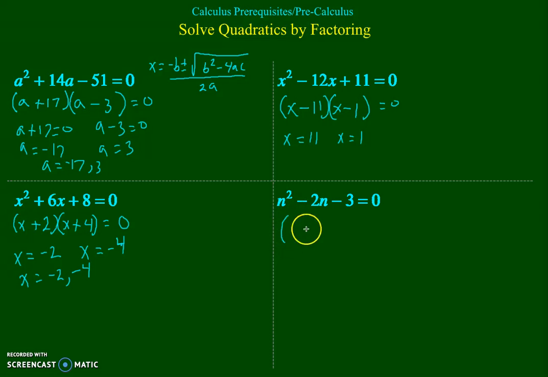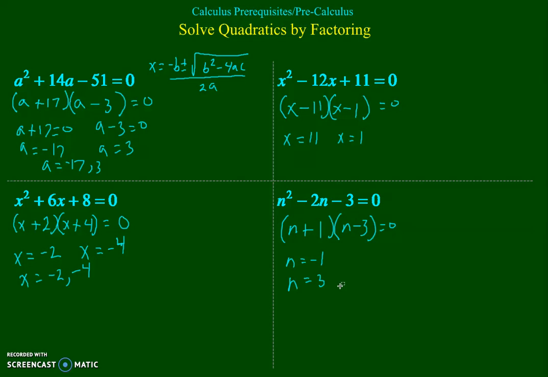And now for the last one. It's negative, so they're plus and minus. And it's a 3, so it's going to be 3 and 1. And since this value is negative, let's put the 3 negative over here. 3 and 1, n squared minus 3n plus 1n gives us our negative 2n minus 3. So there we go. So n equals negative 1, n equals 3.